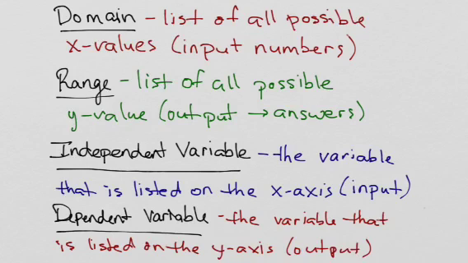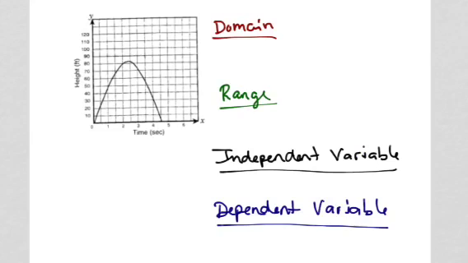Then the independent variable, that is the variable that's always listed on the x-axis. So that's your input, or your domain numbers are your independent variables in real-world situations. And then your dependent variable, that's the one that depends on what number you put into the problem. So your answer, that's your variable that's listed on the y-axis. So let's do an example.